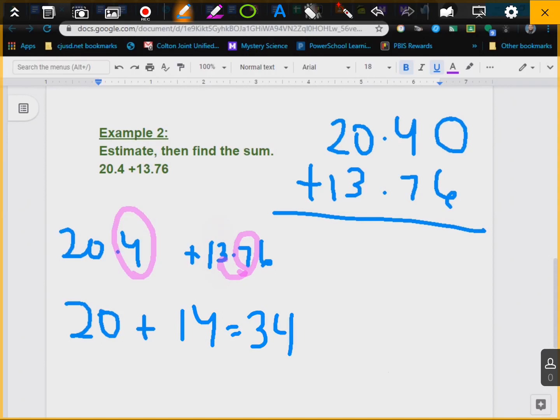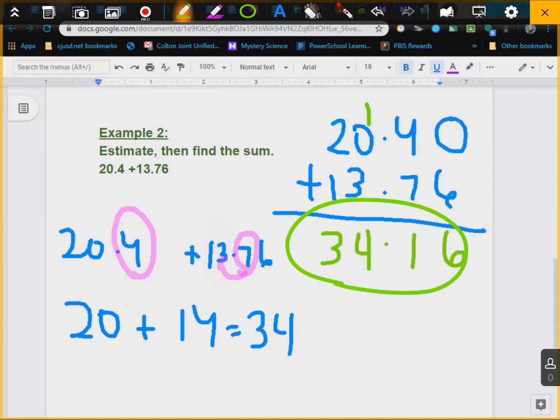And let's see if we're close. We're going to bring the decimal down and add right to left. 0 plus 6 is 6. 4 plus 7 is 11. 1 plus 0 is 1, plus 3 is 4. And 2 plus 1 is 3. 34.16, and look at that. It's very close to my estimation here.